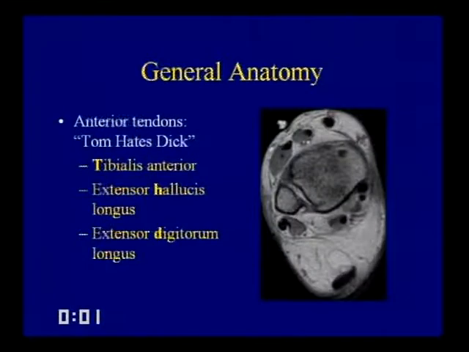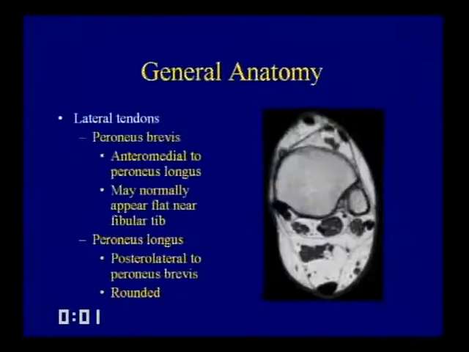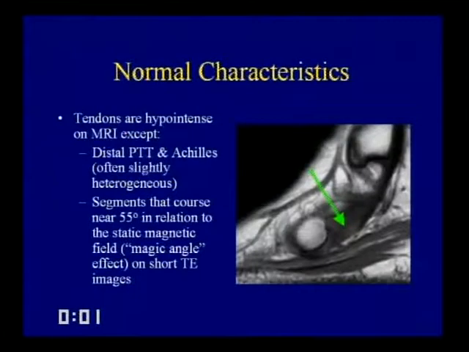The anterior tendons, I use the mnemonic Tom hates Dick, and that refers to the tibialis anterior, the extensor hallucis longus, and the extensor digitorum longus. Sometimes you can have a little what's called a peroneus tertius, which sort of extends from the extensor digitorum longus, but usually that's not an issue. Lateral tendons consist of the peroneus brevis, which is located anteromedial to the peroneus longus and may normally appear quite flat near the fibular tip, or the peroneus longus, which is seen posterolateral to the peroneus brevis and is more rounded.